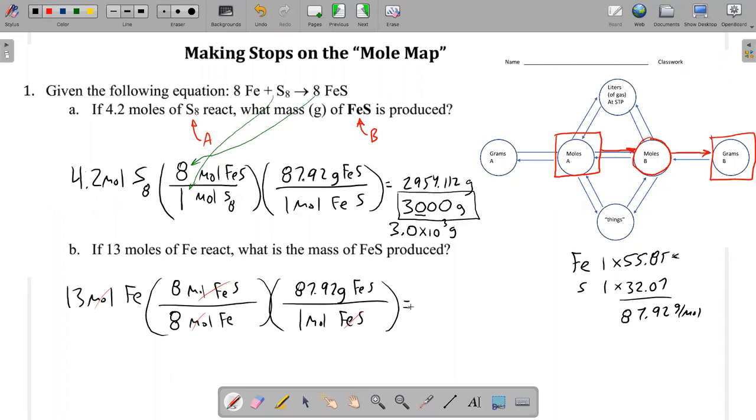So now it's going to be something different. 13 moles of iron is more moles than the number of moles of S8, but now the mole ratio is different, 8 and 8. So despite the fact that you have a greater starting quantity of iron, for every one reaction, it takes 8 irons to make the reaction go, but you only need one S8 to make the reaction go. So 13 times 87.92 is 1,142.96, but we only want two significant figures, so 1,100 grams is good.